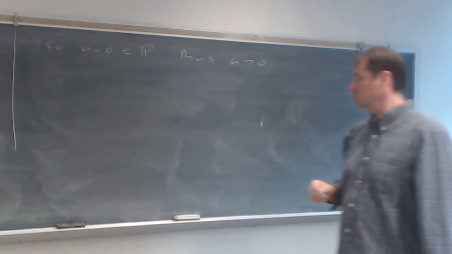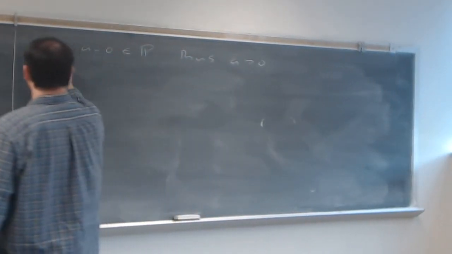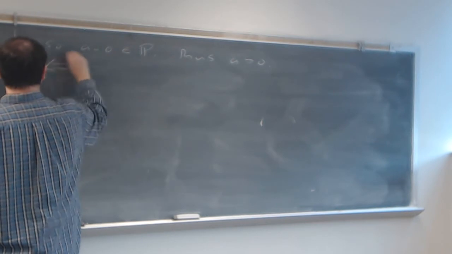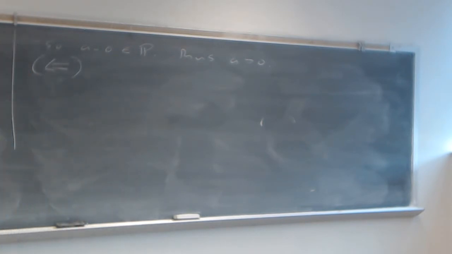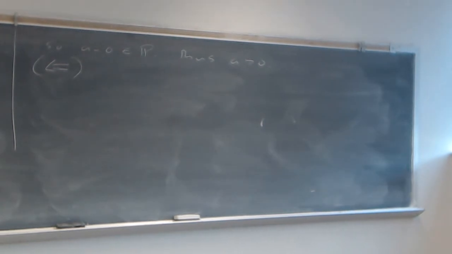Here's the other direction, and here's how I tell readers that I'm going in the other direction. I put an arrow going in the other direction. What does that mean in this problem?